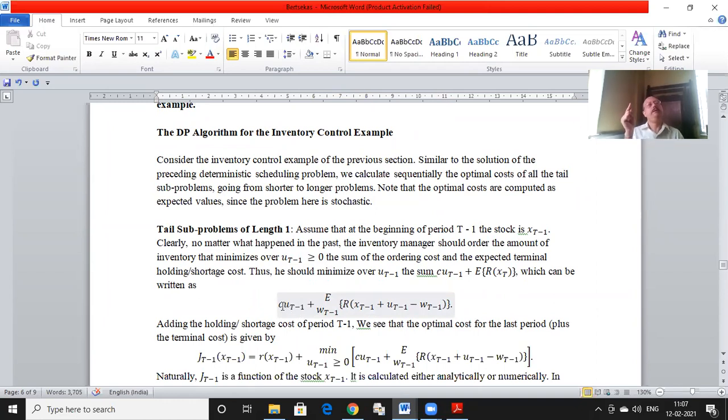But there is one random part, because after I have ordered U_{T-1}, the order W_{T-1} will come. So I will be left with this final inventory, X_{T-1} plus U_{T-1} minus W_{T-1}. And this will be remaining with me because tomorrow is the last day. So I have to calculate an expectation of this R over possible W_{T-1}. So this is my objective function for period T minus 1. I know this exactly. So there is no summation because there is no tomorrow.